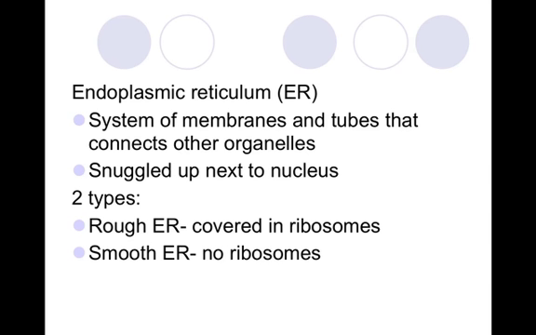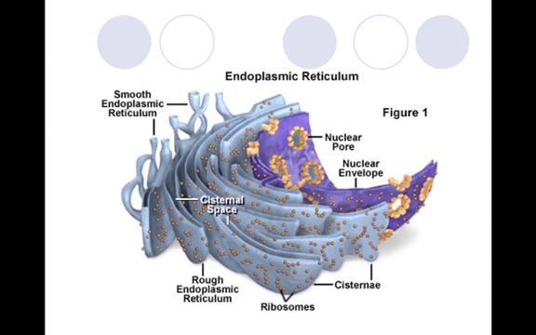We also have an organelle called the endoplasmic reticulum, and these are tubes or channels that connect other organelles. It's snuggled up next to the nucleus. There are two types: rough endoplasmic reticulum, covered in ribosomes, and smooth endoplasmic reticulum, where there are no ribosomes. So this is like a channeling system so that we can get things where they need to go. Here is a good picture of what one would look like.